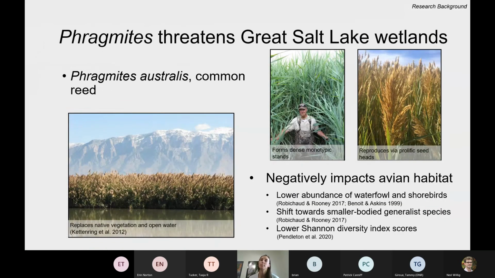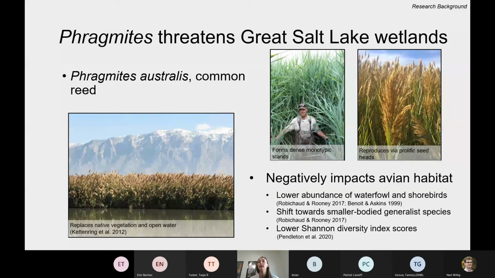And unfortunately, maintaining this mosaic of robust native plant communities is difficult because of Phragmites, which threatens wetlands across North America and also on the Great Salt Lake. I'm sure many of you know it replaces native vegetation and open water, and it spreads prolifically through clonal growth, but also through robust production of seeds. And it negatively impacts avian habitat.